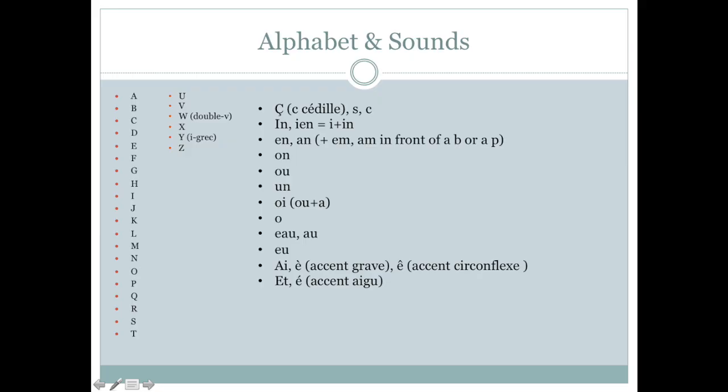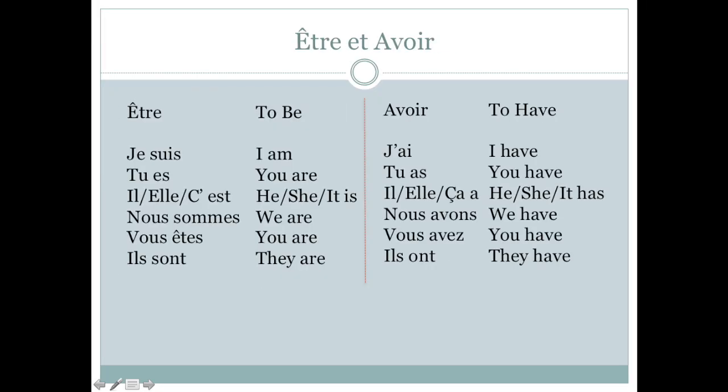So, to have and to be. So here are the basic ways to conjugate the verbs to be and to have. It is a simple present. So it goes like je suis, tu es, il, elle, c'est, nous sommes, vous êtes, ils sont. And then for to have, j'ai, tu as, il, elle, ça, a, nous avons, vous avez, ils ont.